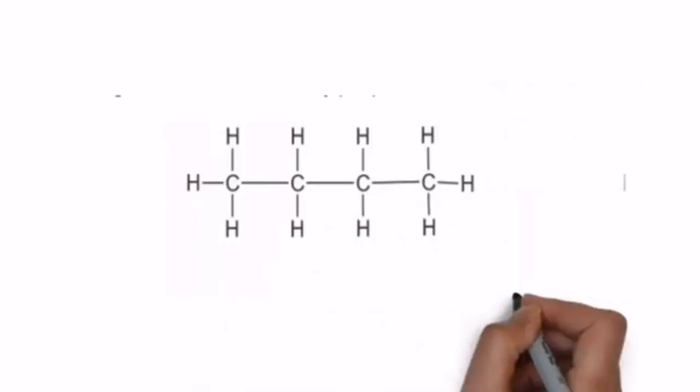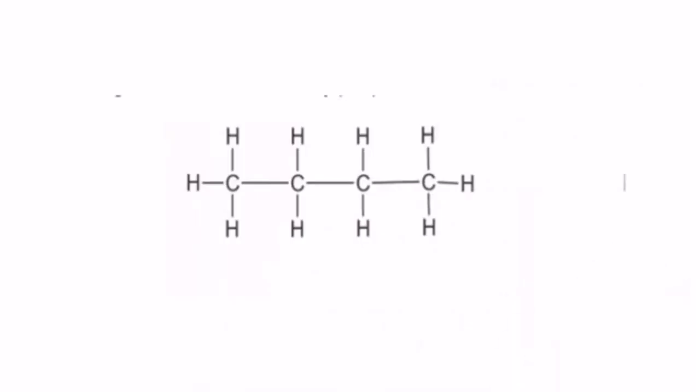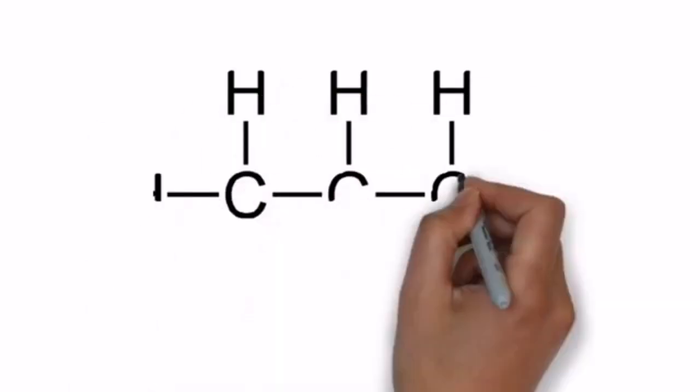Suppose we are given this structure. It has 4 carbon atoms, and you can see that the longest chain is 4 because we don't have branches here. And what functional group do you see here? We only see single bonds between carbon atoms, meaning that this is an alkane. Its name is butane. Why? Because it has 4 carbon atoms.